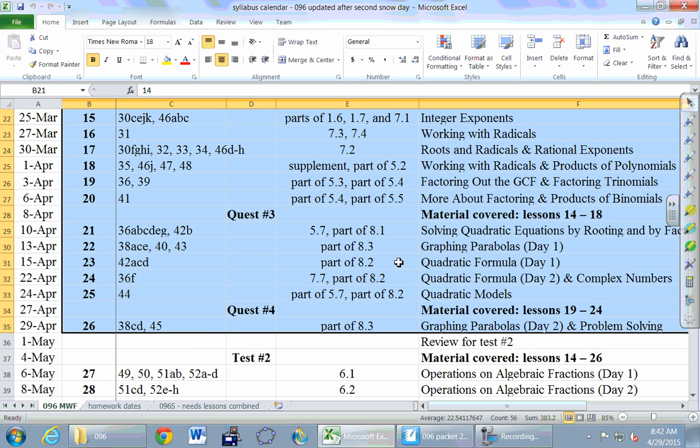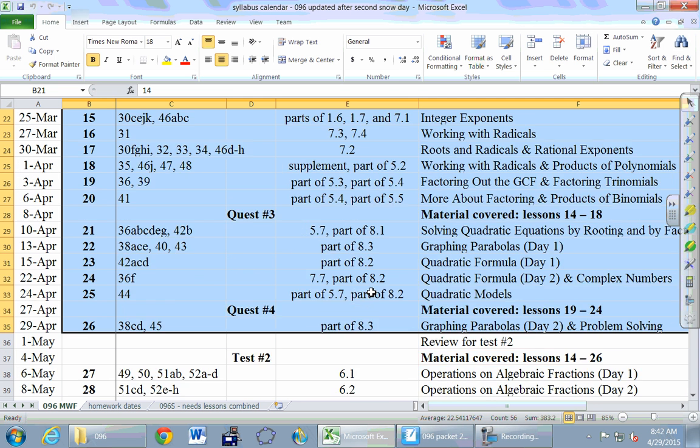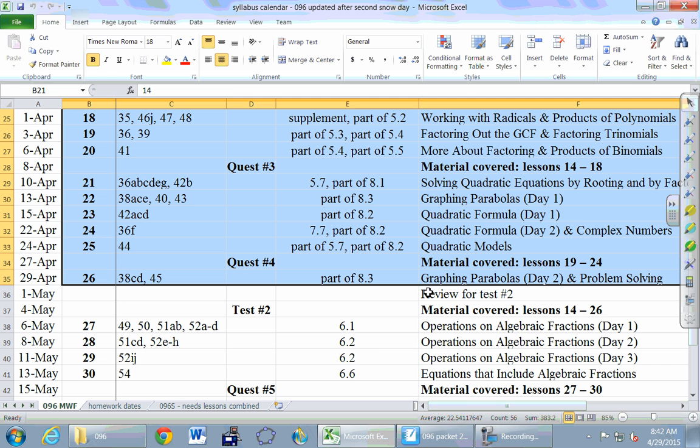So anyway, this test is on a lot of stuff, and I would not encourage you to wait until Sunday night to start studying for this thing, which is almost half of a semester's worth of material. I would encourage you to start studying today and tomorrow and Friday. You get the pattern here? So start studying and continue studying all the way through Monday. Okay, any questions on the calendar?